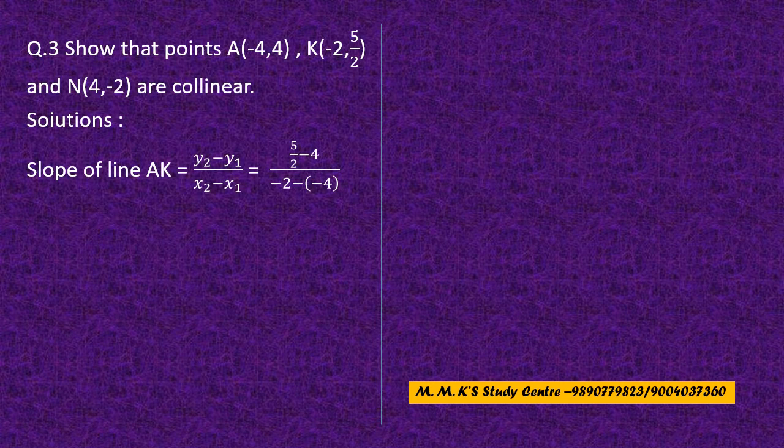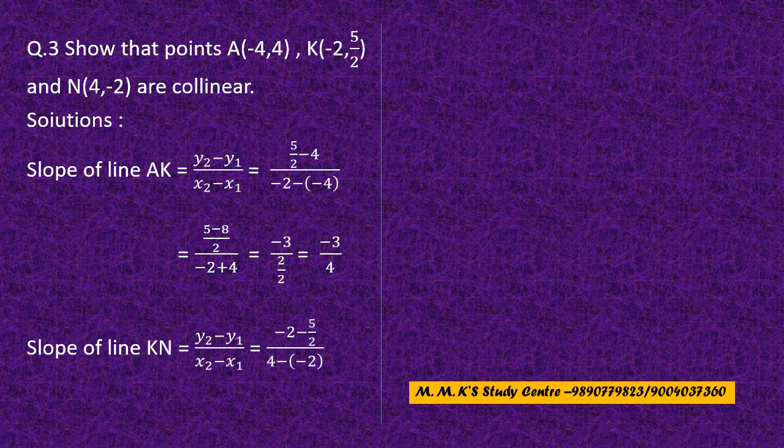So the LCM of 1 and 2 is 2. That's why we'll multiply and divide 4 by 2. So multiplying 4 by 2, it will become 8, children, and the denominator will be 2. So the common denominator we have taken, whereas the numerators we subtract: 5 minus 8, we will get minus 3. In the denominator, minus 2 as it is, minus minus will become plus 4. Minus 2 plus 4, we do subtraction and take the sign of the bigger term, so we get 2.